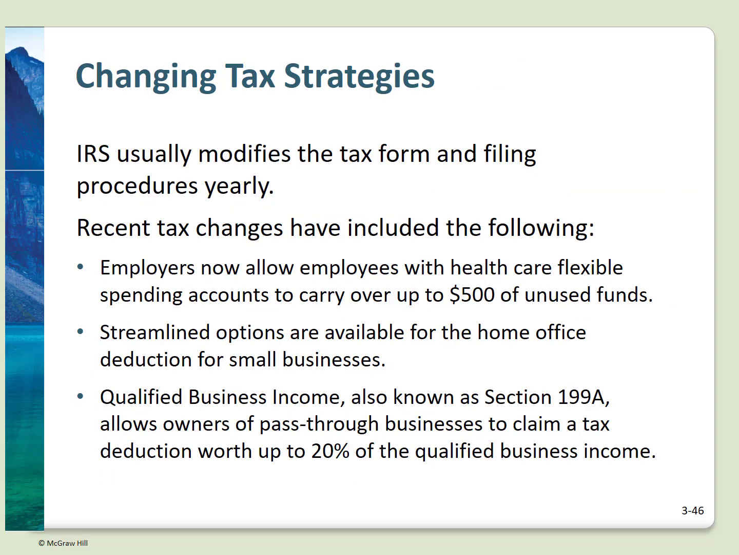Tax laws usually change to some extent every year, so you need to keep up with any changes so you're ready when filing time comes. Recent changes include employers now allow employees with healthcare flexible spending accounts to carry over up to $500 of unused funds, streamlined options for home office deductions, and qualified business income, also known as Section 199A, which allows owners of pass-through businesses to claim a tax deduction worth up to 20% of qualified business income.